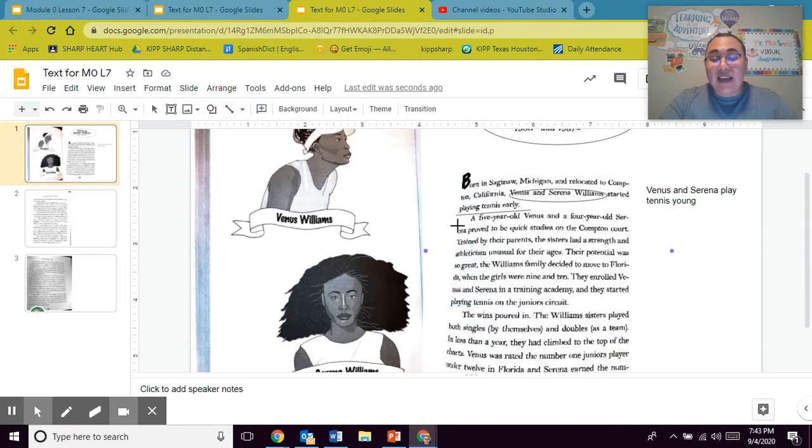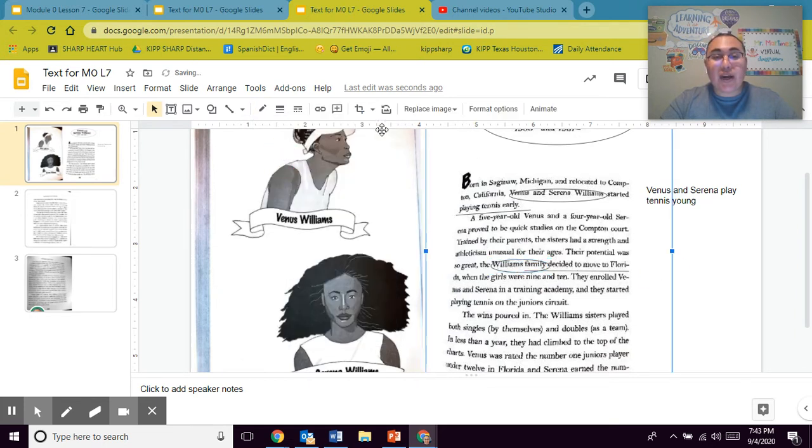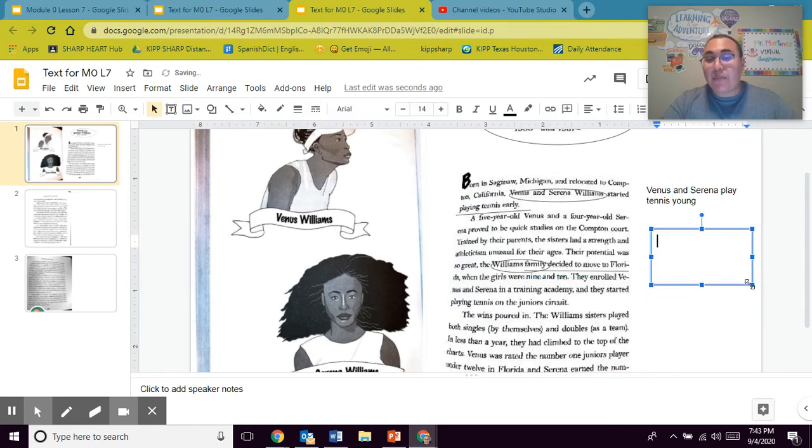So something that I think is really important is that the family decided to move to Florida, right? So I can also put a circle around the Williams family because that is a noun. Those are people. So I think that it's really important that they moved to Florida. So they moved their lives so that Venus and Serena could play tennis. So the family moved. The family is my who. And what are they doing? They moved to Florida for tennis.